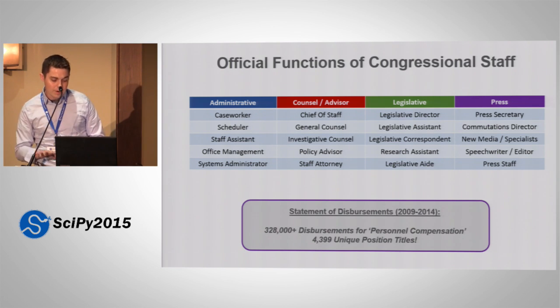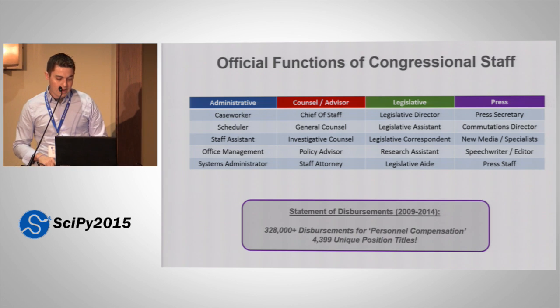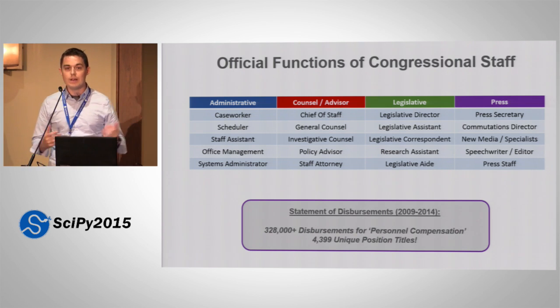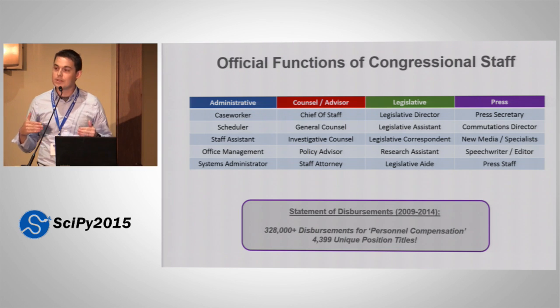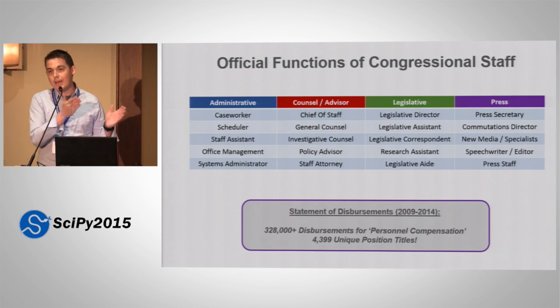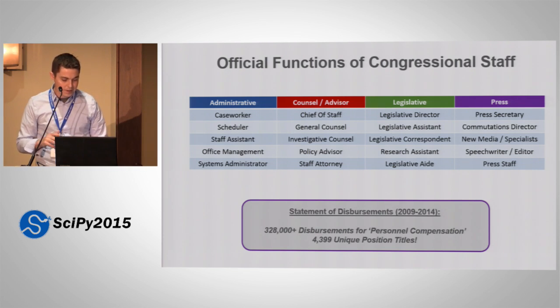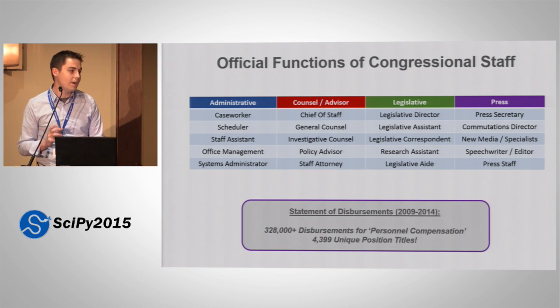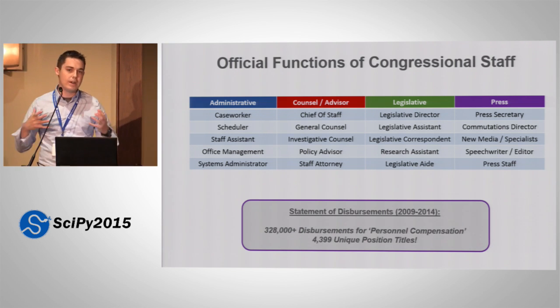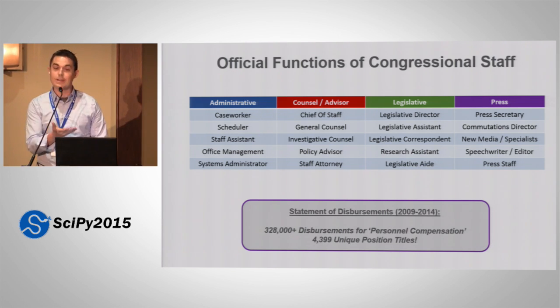We weren't able to go into the demo, but I can give you this summary statistic. Out of the last 5 years of having electronic access to the statement of disbursements out of Congress, I was able to identify over 328,000 personnel compensation records over that time and which offices they were assigned to. And of those positions, there were nearly 4,400 unique position titles within the data set. So it was a lot of data to pull together into something as simple as a 4-column table for the conference.